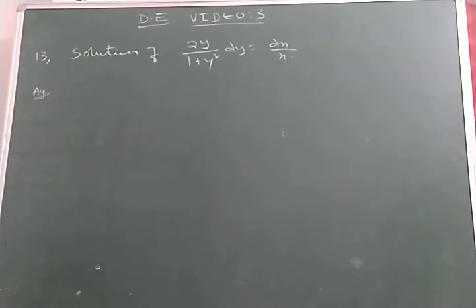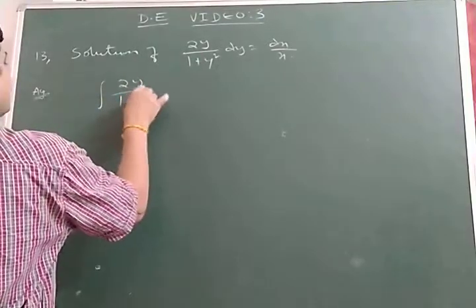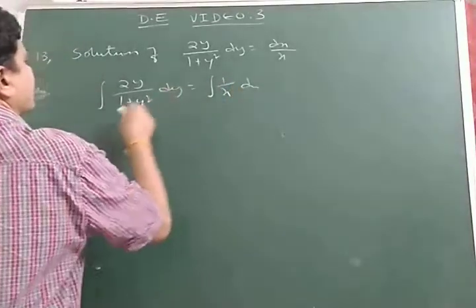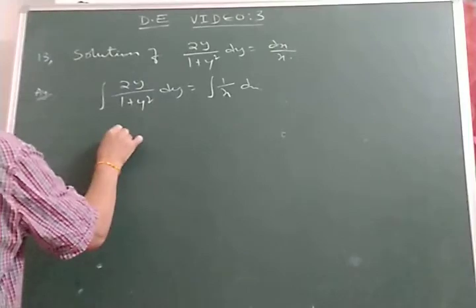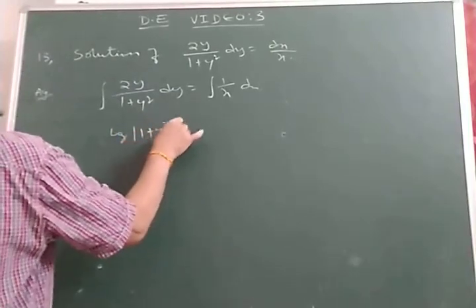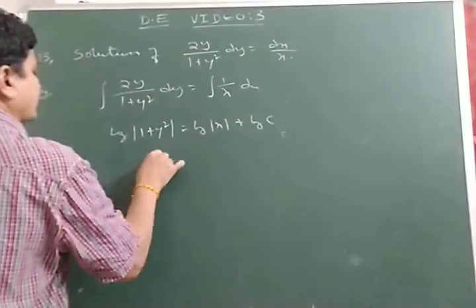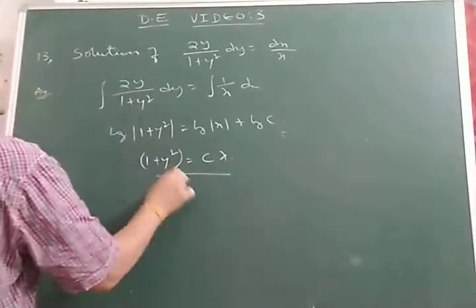Question number 13. Solution of 2y/(1 + y²) dy = dx/x. Here we are applying integration on both sides. ∫2y/(1 + y²) dy = ∫(1/x) dx. Now this is of the form f'(x)/f(x). So log|1 + y²| = log|x| + log c. 1 + y² = cx is the required solution.